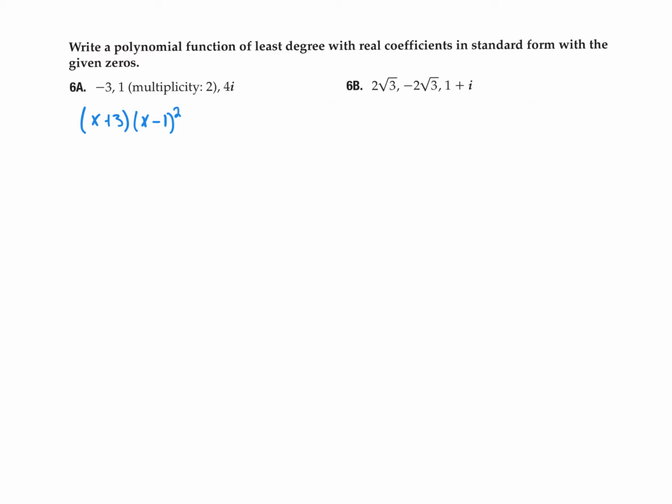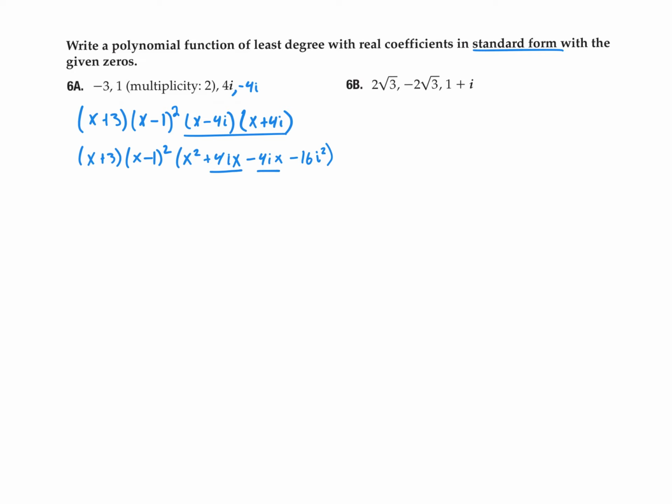And then the next thing it says, I have 4i. So that means I'm going to have x minus 4i as a factor, because if I plugged 4i in for x, that one would be 0. But since we have that complex conjugate rule, that means I'm also going to have a negative 4i as one. So I'm going to say x plus 4i. So this is kind of the basic one, but they want it in standard form, so I'm going to need to expand that. I'm going to go and multiply those two together.